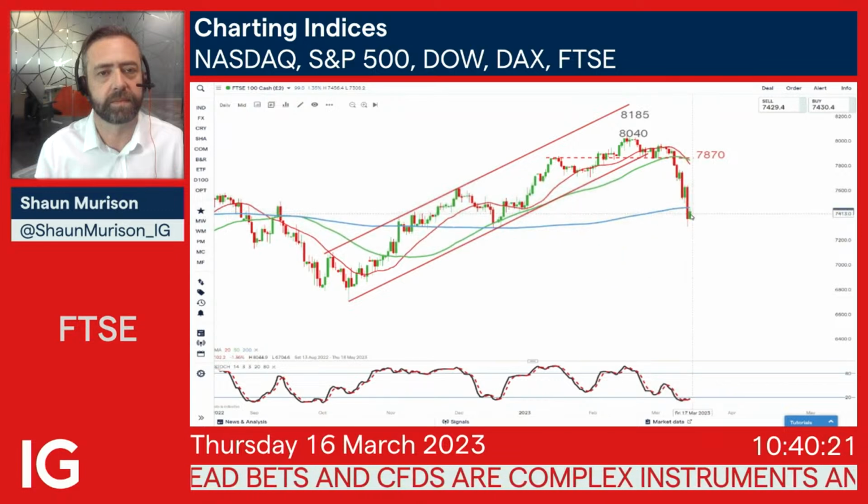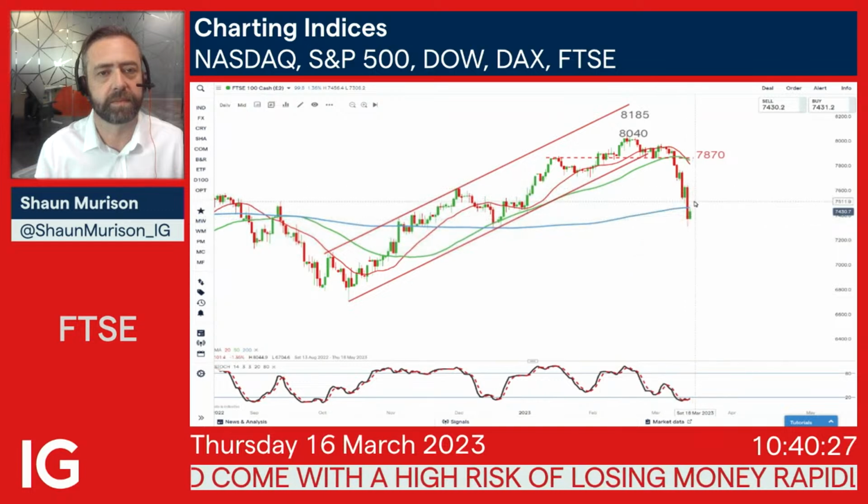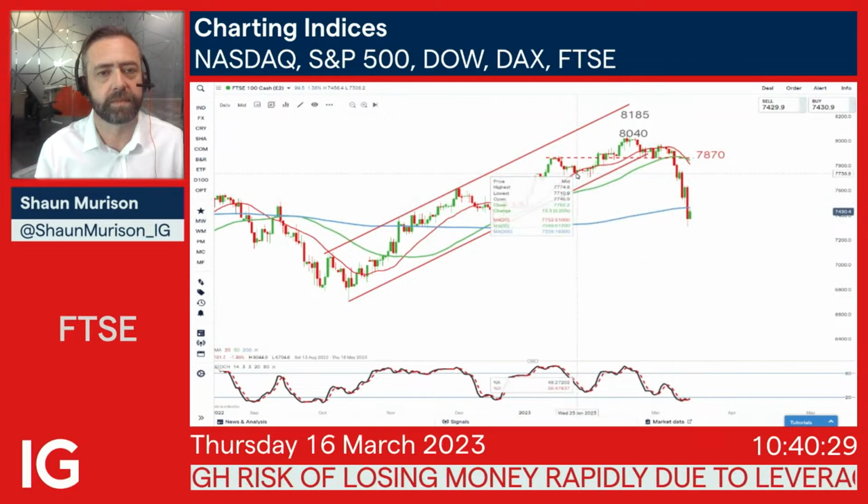We need to see some strength and some proper rebound, and strong enough to raise more than half of the previous day's losses in today's session.